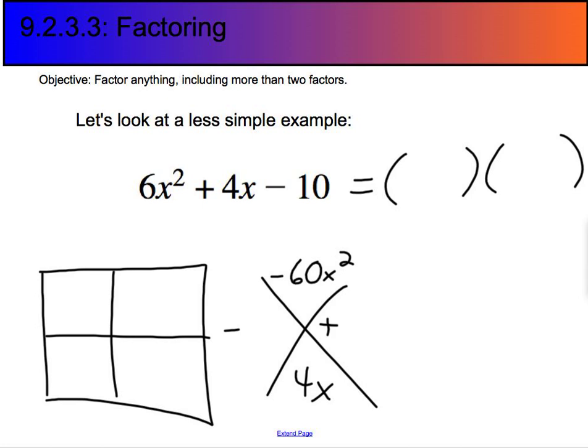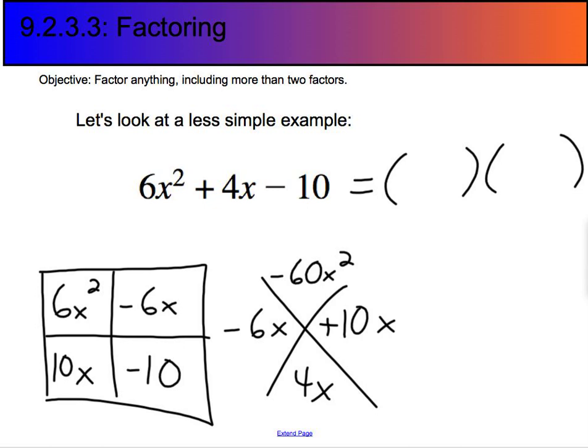Let's look at a less simple example. This one definitely has bigger numbers, and normally that means it's a little bit tougher, but the same procedure still applies. Let me make it over here. Area model, diamond problem. What I want is eventually 2 parentheses. That's what I'm working for. That's what my answer is going to be.